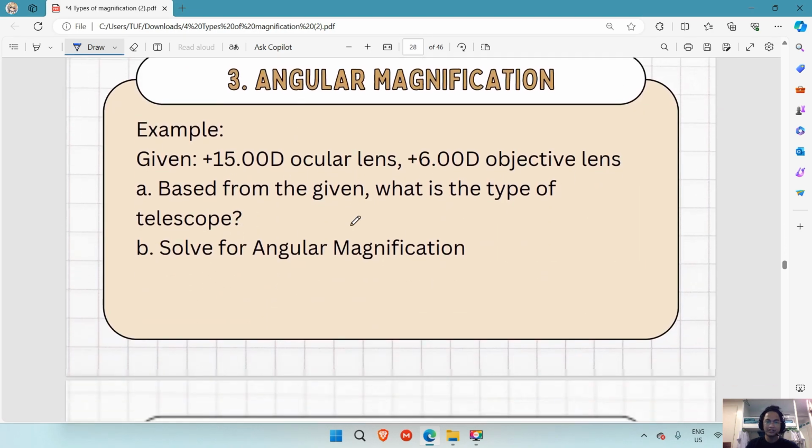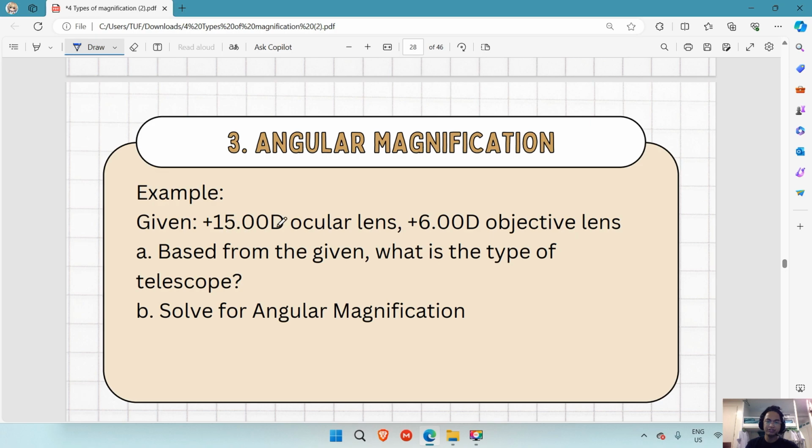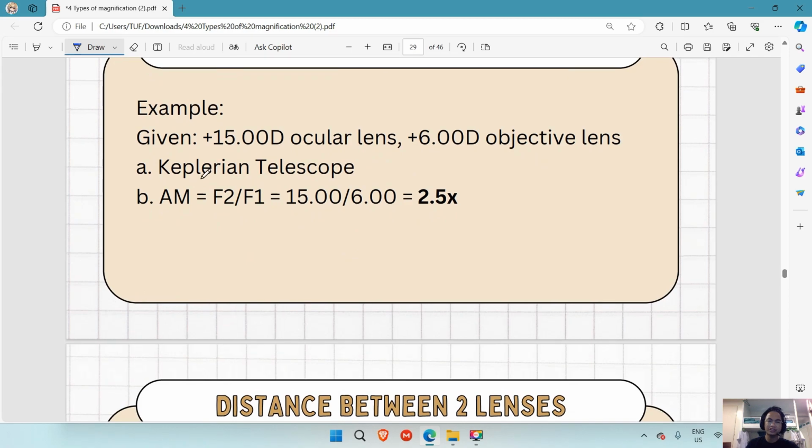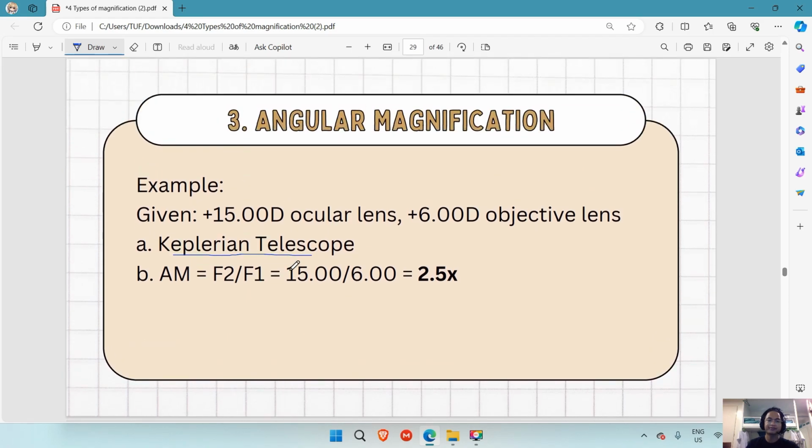Okay. Another example. Given is a plus 15 ocular lens and a plus 6 objective lens. Since both of them are positive, the type of telescope for this is our Keplerian telescope. And for the angular magnification, simply substitute. Of course, you have to make the ocular lens the f2. So 15 over our objective lens of 6. So 15 divided by 6 is 2.5 times.